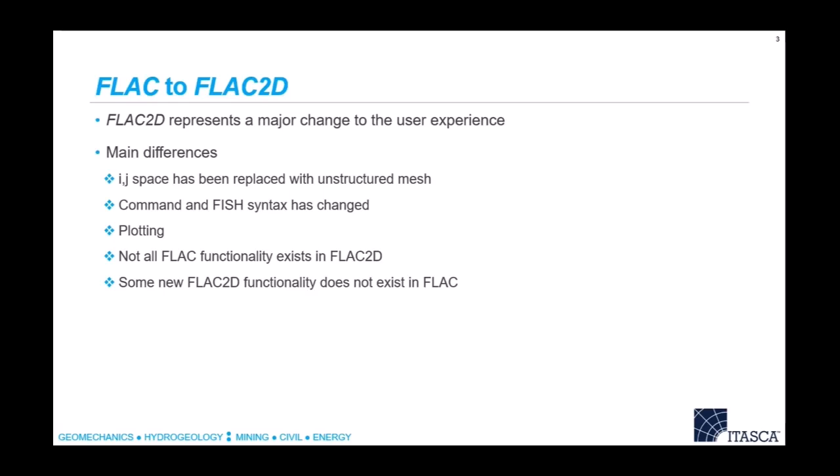Okay, so here I've listed the main differences between FLAC2D and FLAC. In the old FLAC world, it was really a true finite difference program, meaning that you had to have a structured mesh. All right, you had to have a grid. And colloquially, this was known as the IJ space. So you have X and Y, which are actual coordinates, but then you have I and J, which are the location on the grid, right? And this is the way that real finite difference programs work. If you've ever used something like ModFlow.